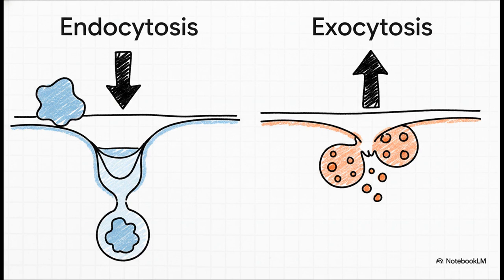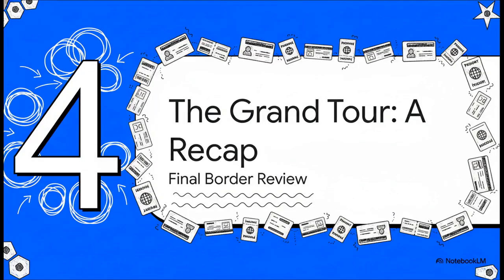To bring big cargo in, the membrane itself actually folds inward, wrapping around the material and basically swallowing it whole. That process is called endocytosis. To ship big cargo out, a little bubble-like package called a vesicle travels from inside the cell to the edge, merges with the membrane, and releases its contents to the outside world. And that's exocytosis. Whew! All right, that was a whirlwind tour of the border, wasn't it?